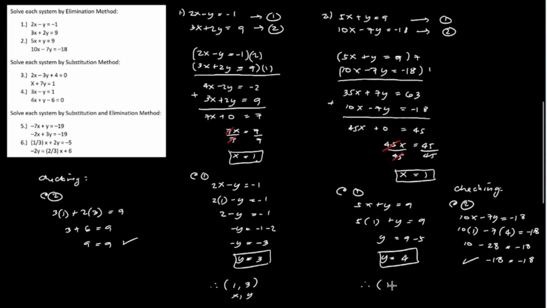So 1, 4 is the value for x and y. And these are the values in problem number 2 using the elimination method.